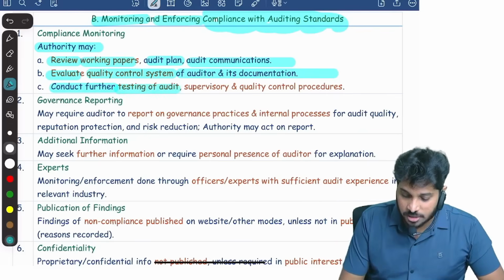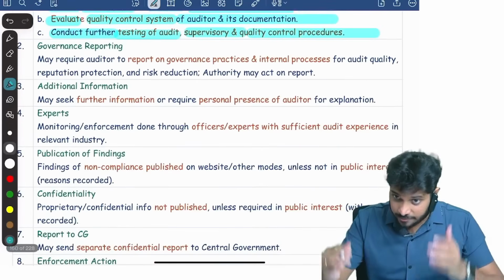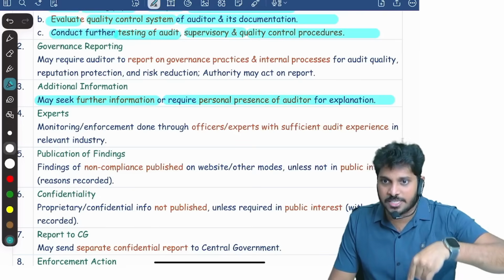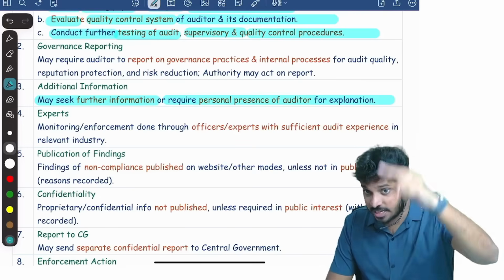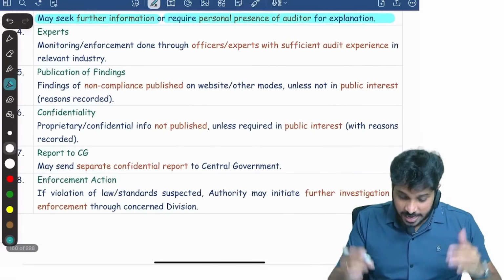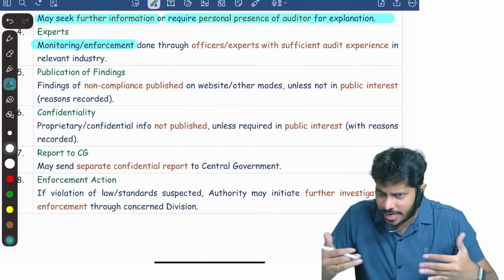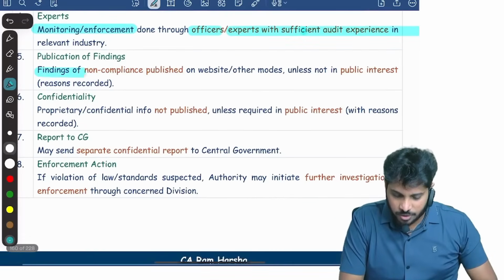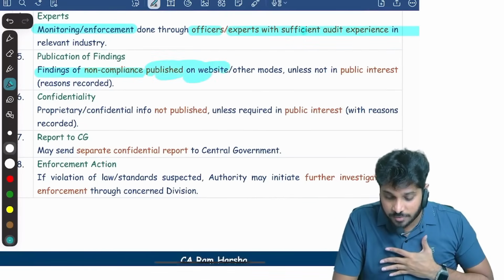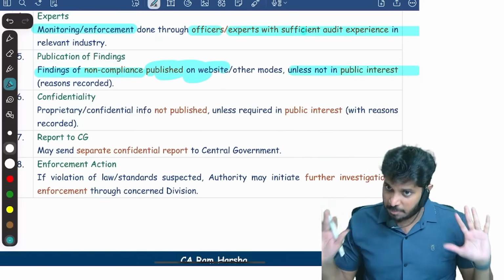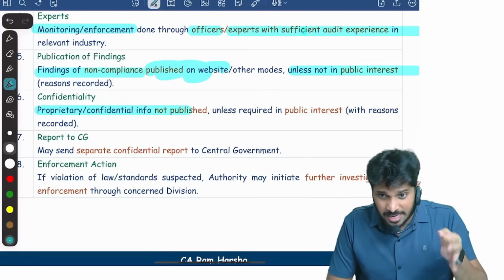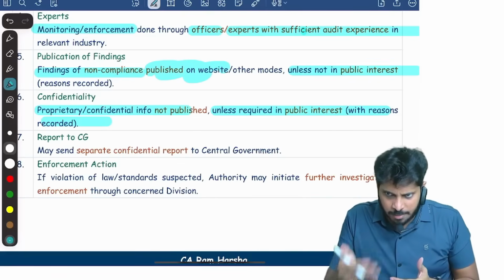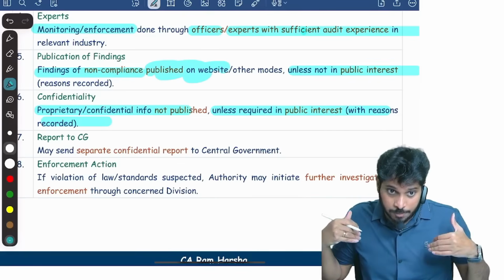They may do further testing of audit, supervisory and control procedures. After doing all this, they can ask for further information. See, if required, they can ask the auditor to personally present also. NFRA can ask additional information. And this monitoring and enforcement, they may do directly or through officers or experts who have sufficient audit experience. If they find any non-compliance, it will be published on the website unless it is not in public interest. Any confidential matters are not published unless it is in public interest. Only if public interest requires, they publish; if they don't want to publish, they will not publish.